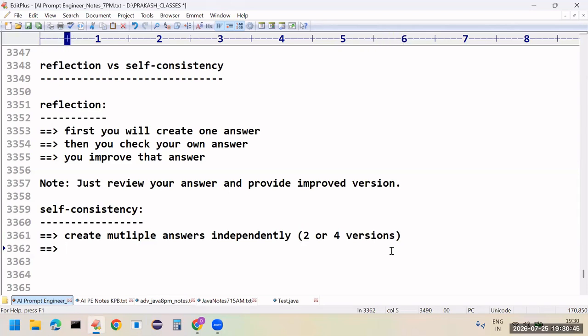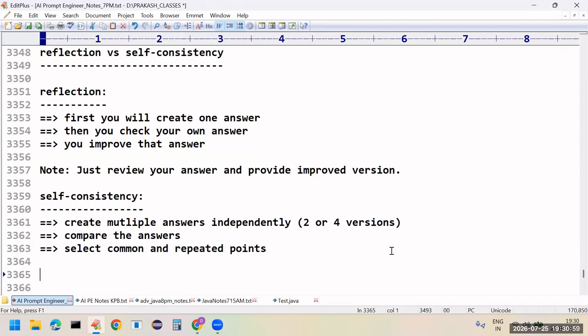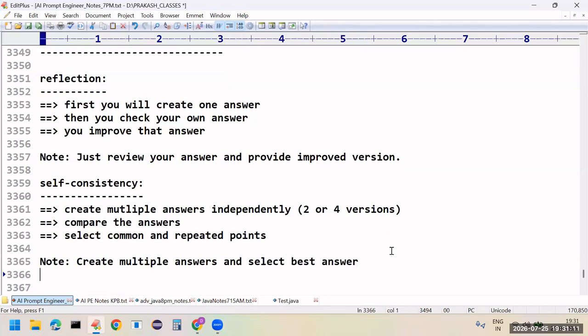Yes. Then you have to compare the answers. Then you have to select the common and repeated points. Correct, sir? So what is the note here? Create multiple answers and select the best answer. That is nothing but the difference between reflection and self-consistency prompting. Clear? Yes.